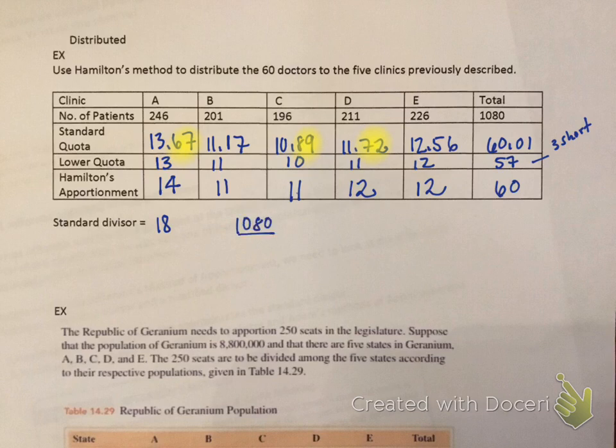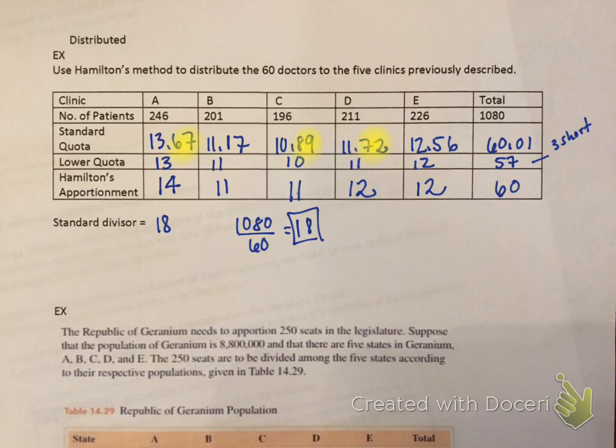1,080 divided by the 60 doctors equals 18. Okay? All right, so now we're going to look at another example, and it's going to require us to do a little bit of work. By the way, if you don't have a calculator out, you need to have one out because it's good to practice this before the test and before you do homework.